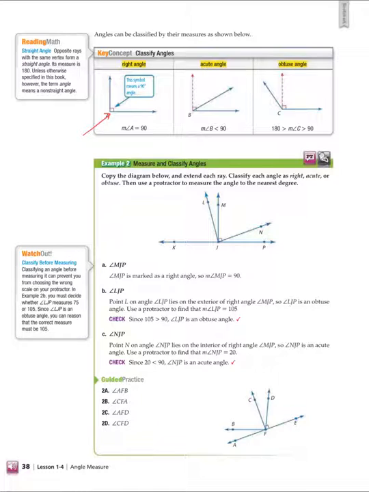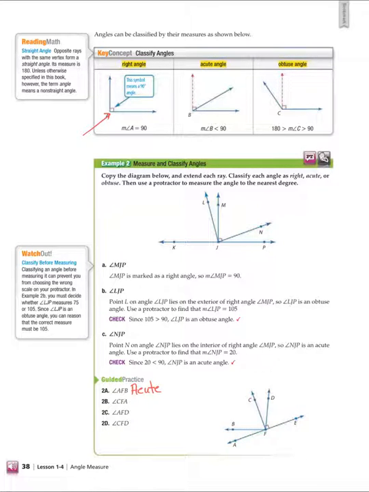Angle AFB. So that means from side A to vertex F to the side with B. This is the piece that they're asking us to classify. Well, that is obviously smaller than a 90-degree angle. So here we have an acute angle. Okay, now I'm going to erase that marking because I don't know what else they're going to ask me for.